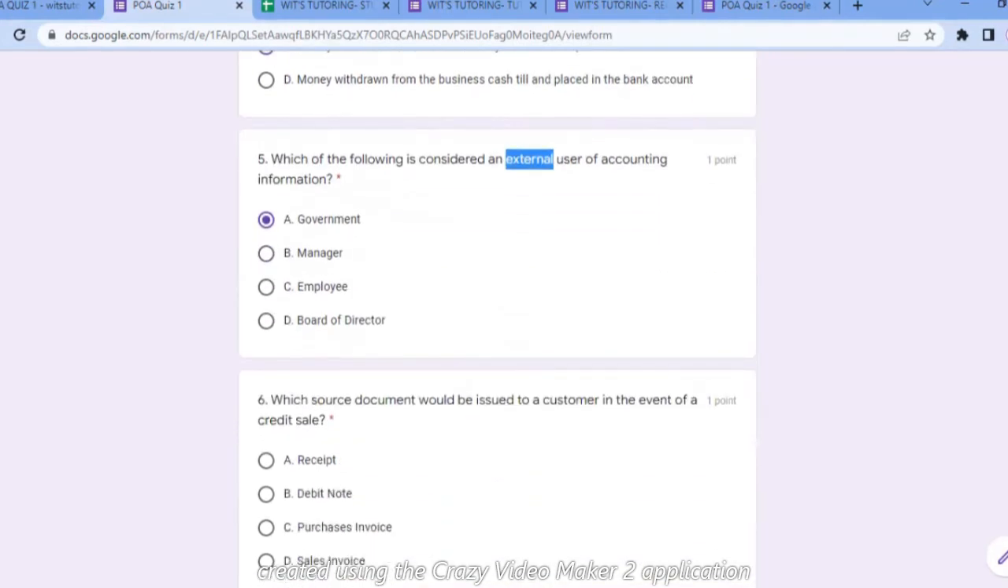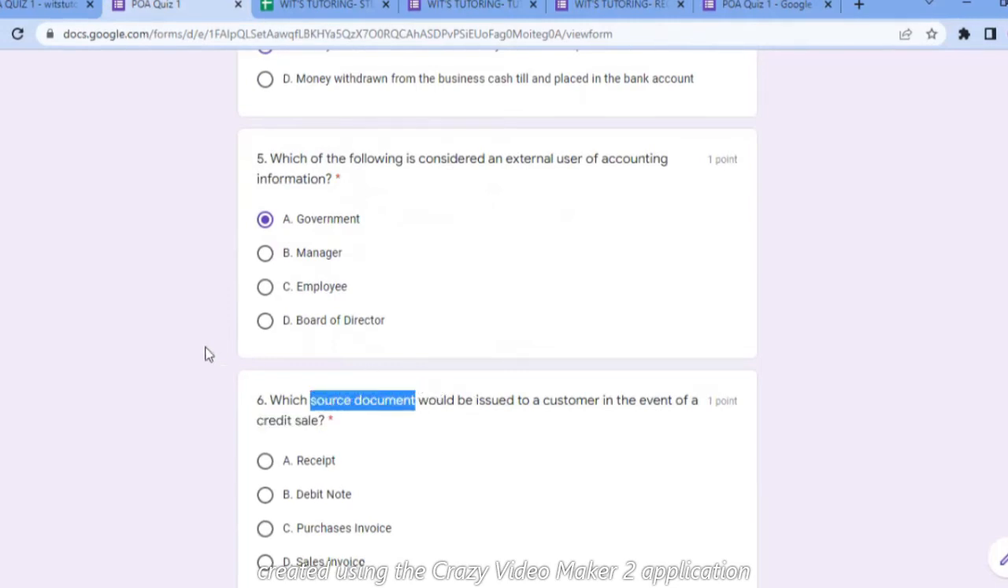Moving on, number 6. Which source document would be issued to a customer in the event of a credit sale? Ask yourself, what is a credit sale? You know what a credit sale is? This is a question in section 2, actually. What is a source document? These are things that you need to know. If you feel like you don't know them, then maybe it's time to start with some more work, some good work.